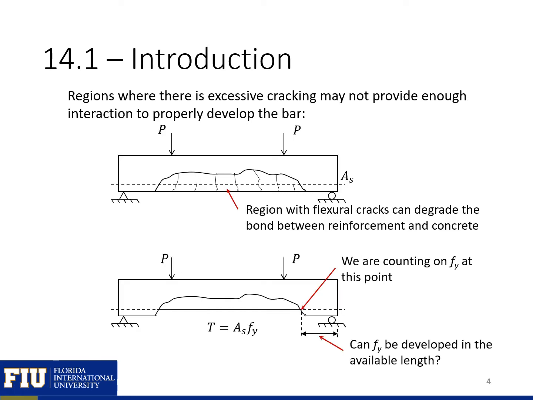Regions where there's excessive cracking may not provide enough interaction to properly develop a bar. So in a simply supported beam where we have point loads towards the outside, we may have a region that develops excessive cracking where the bars don't develop. So we need to make sure that the reinforcement can develop the yield stress by the time it exits the uncracked zone here. So the question here is, can Fy be developed in this available length?